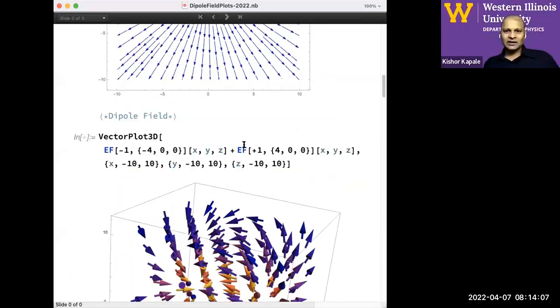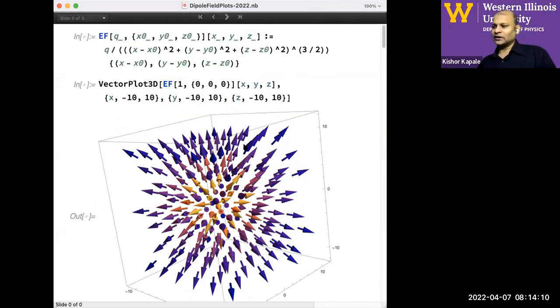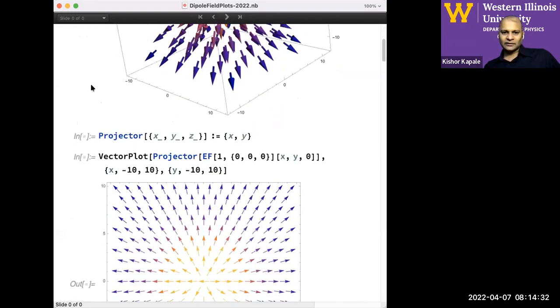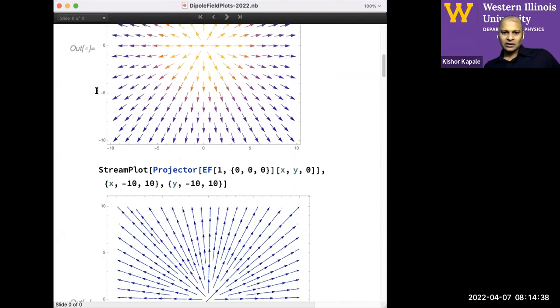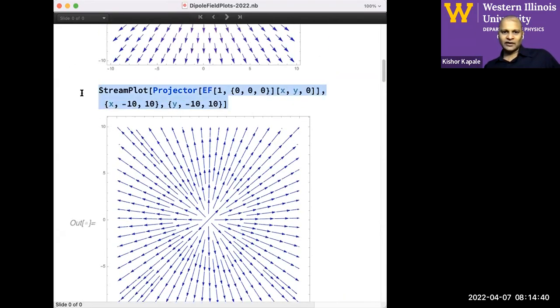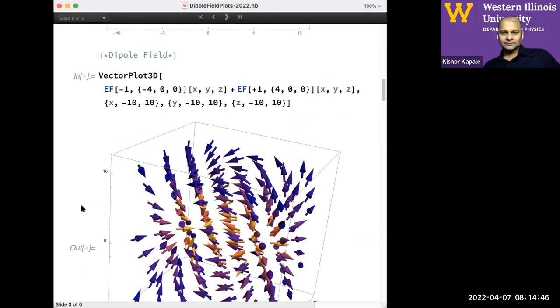All right. So just to recollect what we did for the electric dipole field calculation. This is the field due to a single charge of value q, located at x0, y0, z0, and we are trying to find the electric field at position x, y, z. So that's just a general expression in Cartesian coordinates, which you can then plot through a 3D vector plot, or you can project it onto an xy plane and plot it in 2D, or you can do a stream plot of it, which just shows you these radial lines that are coming outwards and so on.